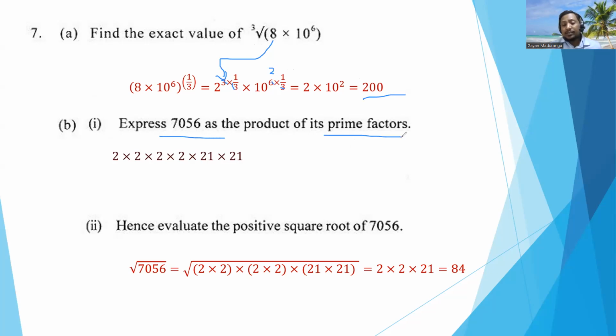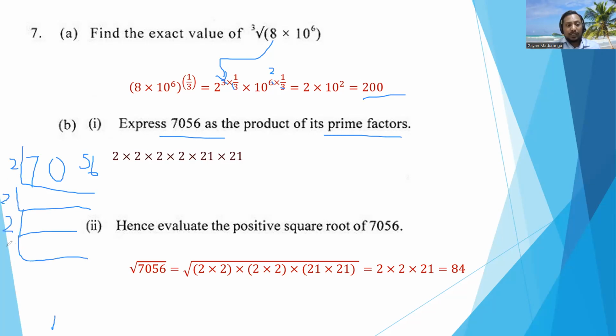Express as a product of its prime factors. What's the process to identify the product of prime factors? You write the number here and keep dividing until you get 1, right? So you divide 4 times by 2, and then by 3, and then again by 3, and then by 7 and 7. You can't leave 21, because it's not prime. So it gets to 3, 3, 7, and 7.